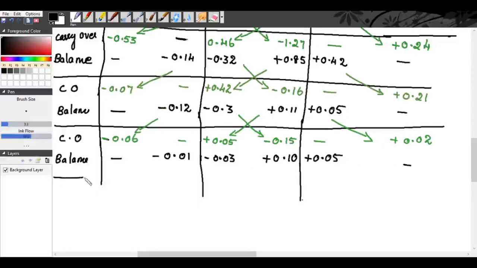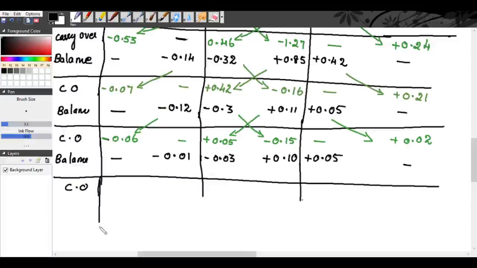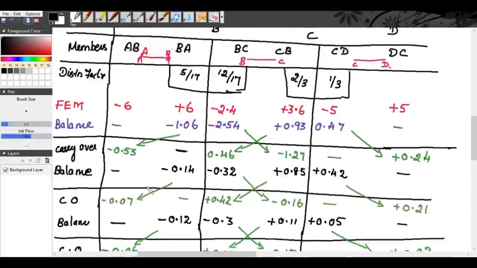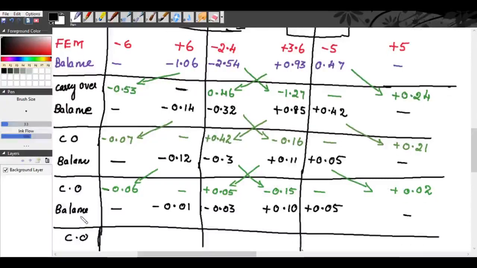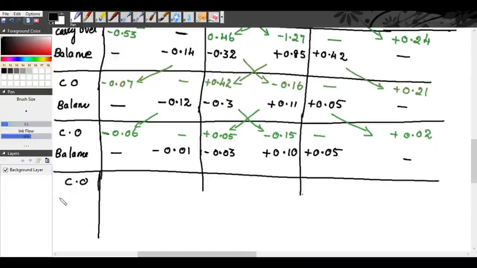Now once again we will go for carry over and then balance. We will do some 5 iterations. You see balance 1, 2, 3, 4 and at the 5th balance you can stop. So the last step is balance and carry over. The reason is the far ends are fixed. That is why it is balance and carry over. You have to stop by writing balance and carry over.